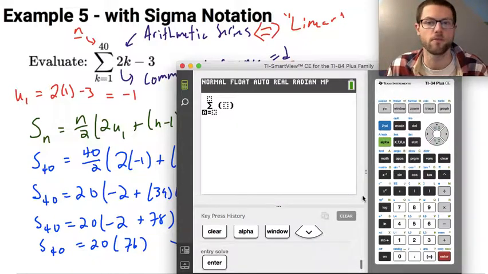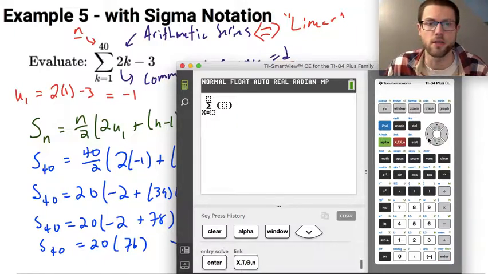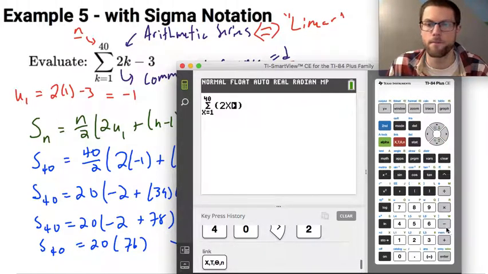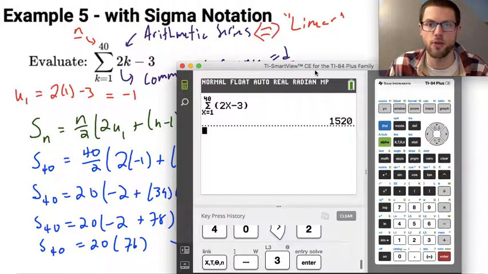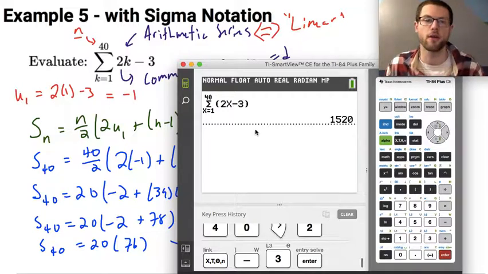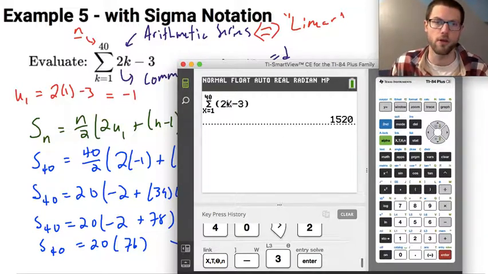So let's plug in what we're looking for our summation. We can plug it in just as it's written. I'm going to use an x instead of k, but I'm going to start with x equals 1, and I'm going to go all the way up to 40. And I'm summing the general term 2x minus 3. And we'll see if I did that arithmetic right. I add them up together, and sure enough, I do get 1,520. So this would be a great calculator problem if you have a calculator that can do this.